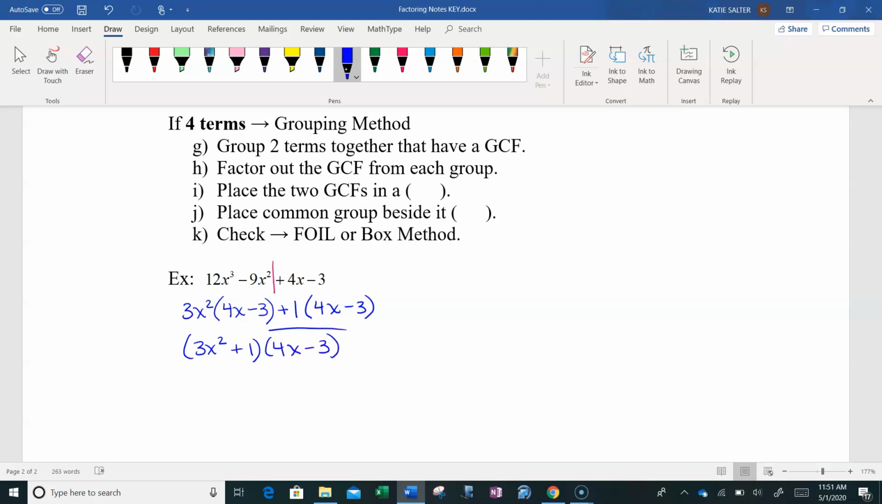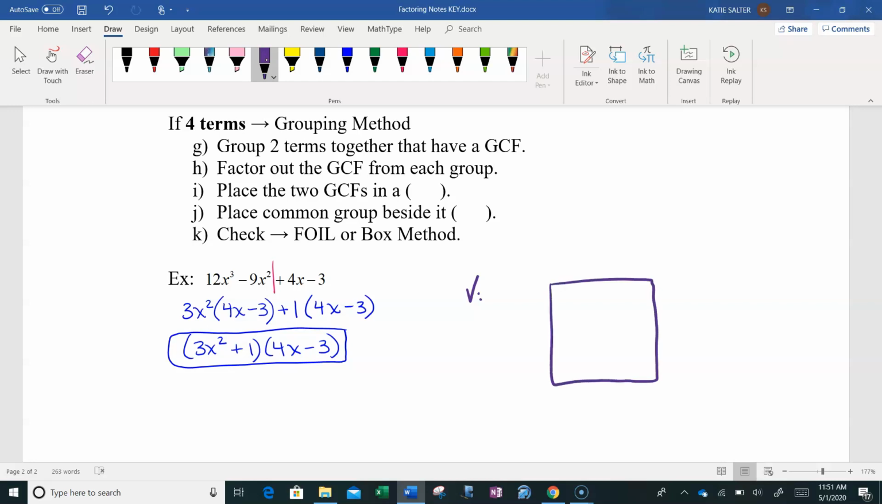And again, it's always a good idea to check it. So for this one, I'll use the box method to check real quick. So I'm going to draw my box. And on the left side, I'm going to put the terms of one of my binomials. So I'm going to put my 3x squared and my 1. On the top, I'm going to put the terms of my other binomial.